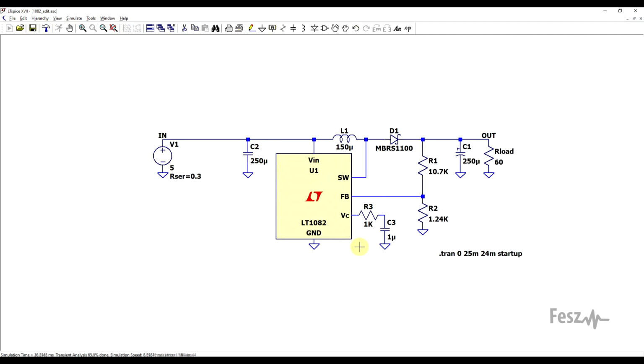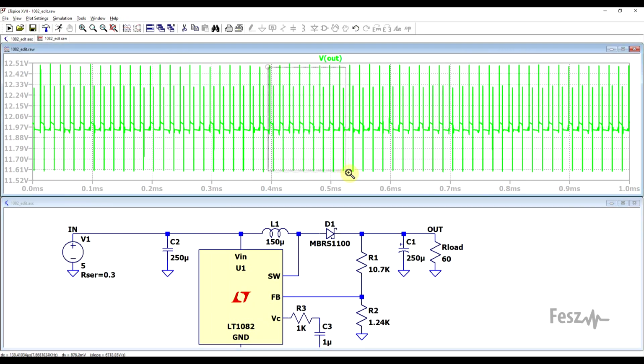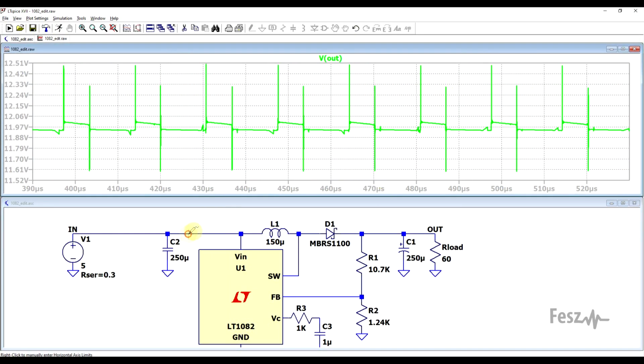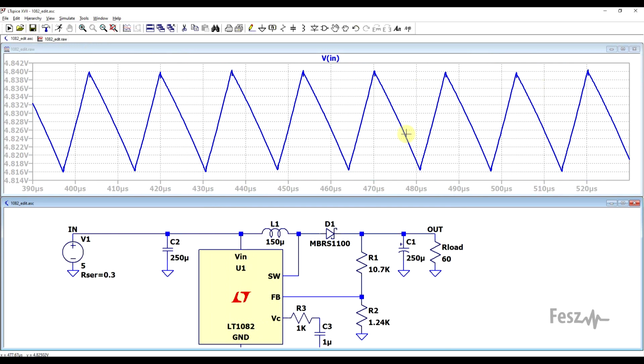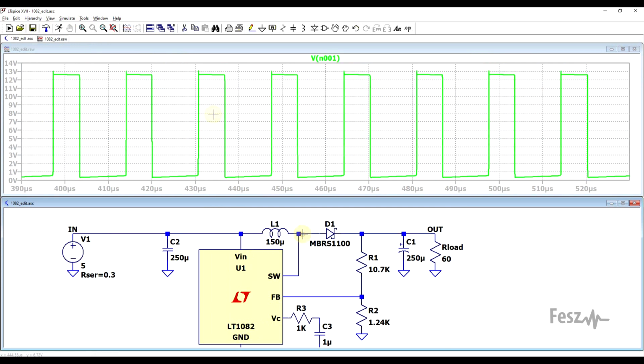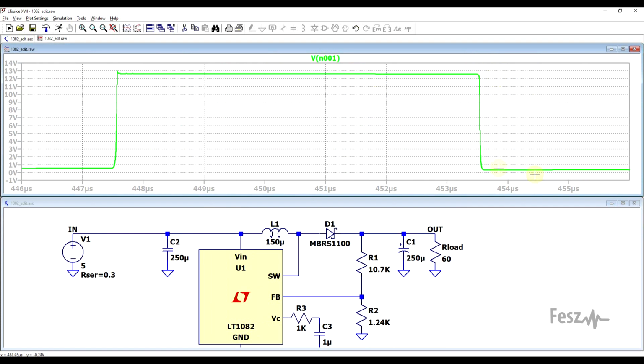So if we run the simulation, we can see our high frequency noise appearing in the output, a far more nice looking waveform in the input. We can observe the almost square wave in the switching node with a bit of overshoot. And well, if we start adding in all sorts of inductances, then we can also reproduce ringing and other phenomenon.